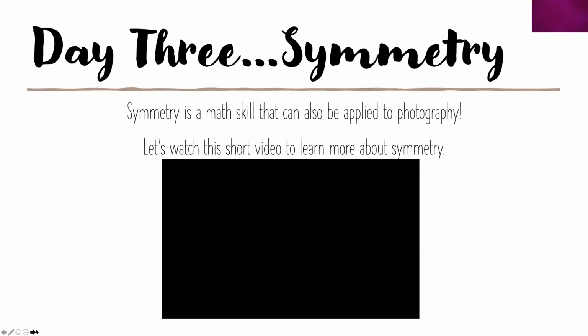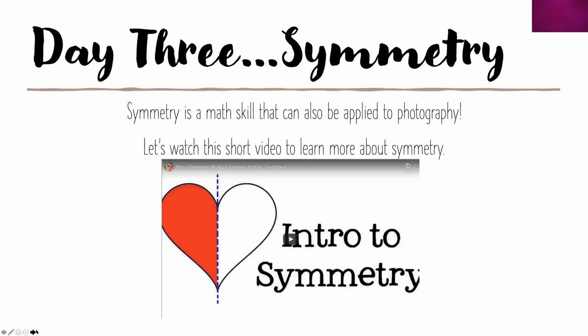Go ahead and get started with today's photo skill. It is called symmetry. And symmetry is a math skill that can also be applied to photography. So we're going to watch a short little video that will teach us the math skill, and then we will apply the math skill to our picture today.